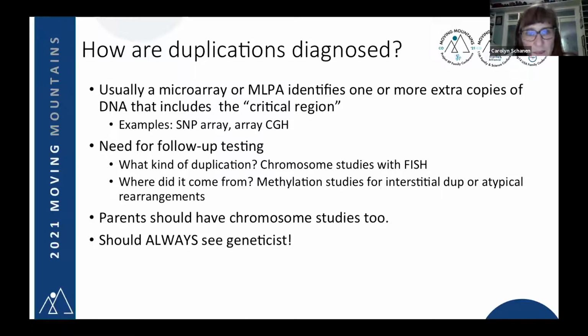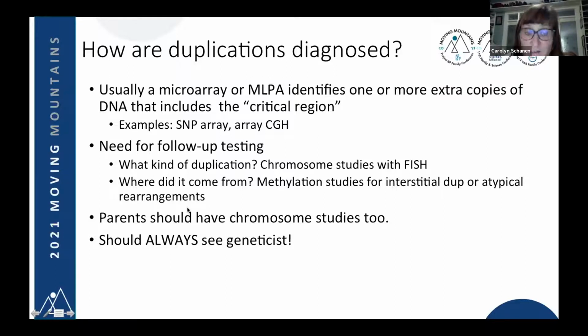So then what needs to be done next? Well, we need to know what kind of duplication it was. Was it an IDIC or is it an interstitial? And then our other question, if it's interstitial in particular, or if it's a complex rearrangement, is where did it come from? And we use a test called the methylation study to look to see where it came from. When I was doing clinical genetics, we always did parental chromosomes as well.